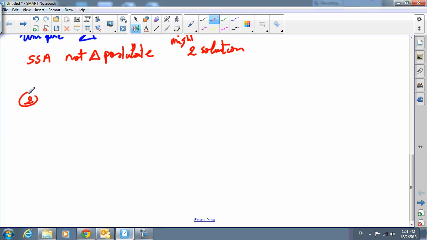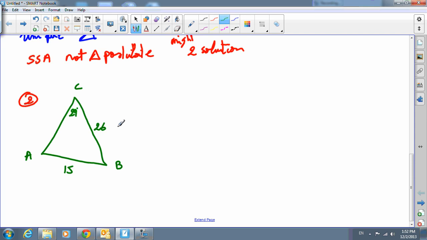All right, on number 2, let's start with a triangle. Not quite a good triangle, but good enough to work with. This is a 29-degree angle. I'll call this side 26, and let's label it A, C, B. And let's give this one 15. What I have here is an angle, a side, and a side. So I have an angle side side. Why don't we work on it?